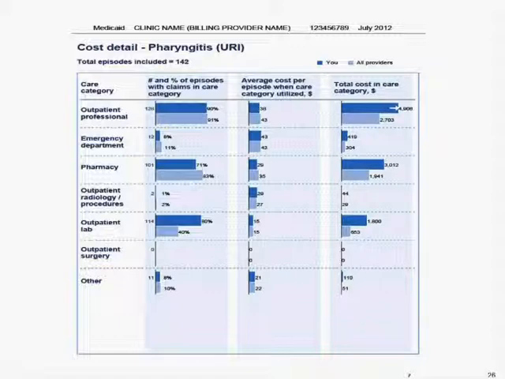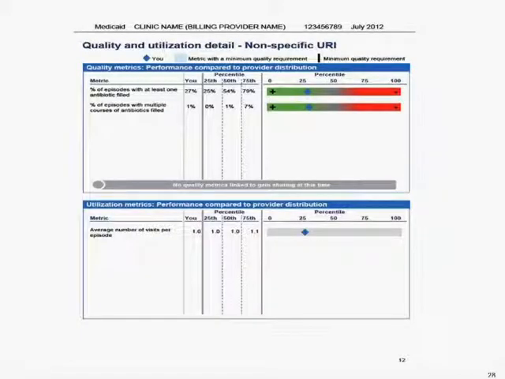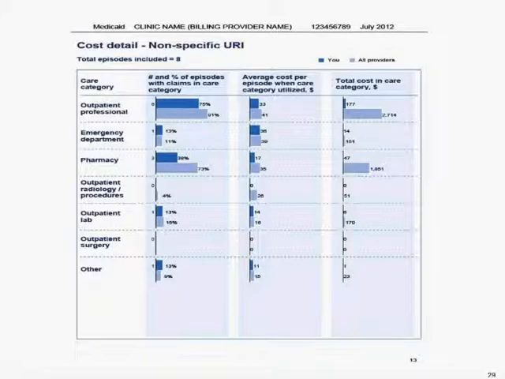Right. Okay. The next few slides, there are separate reports for nonspecific URI. You'll notice on this report there's no quality metrics linked to gain share. You're seeing some of the same cost metrics that you saw in the previous report. You'll also see the cost breakdown for the nonspecific URI.